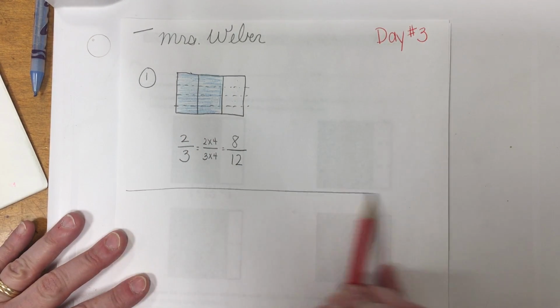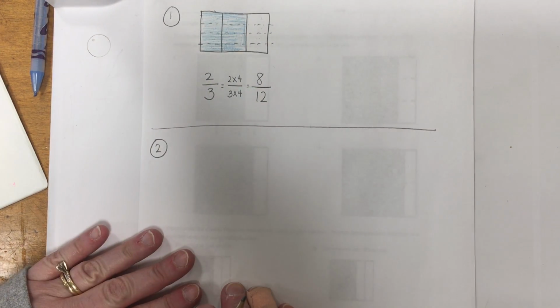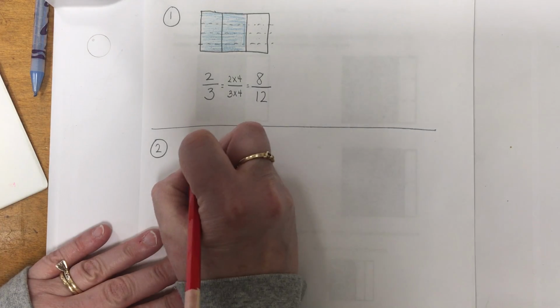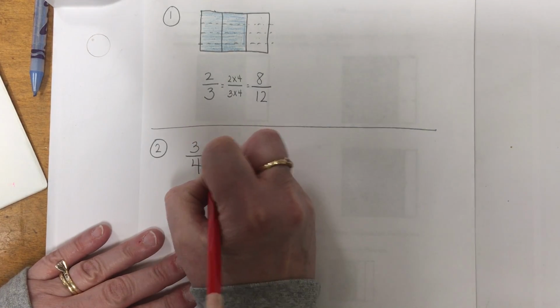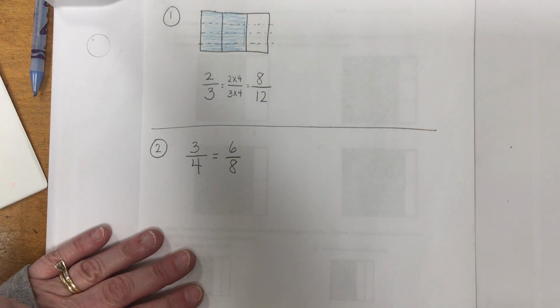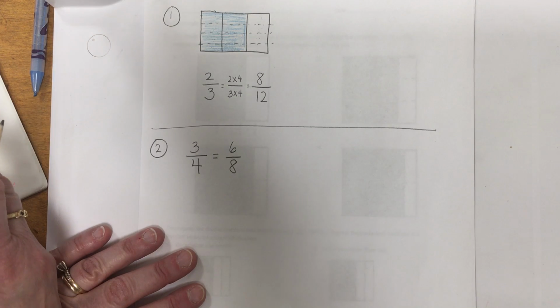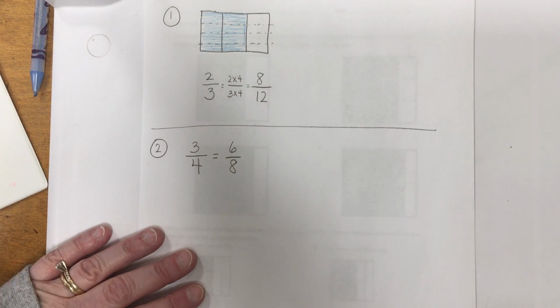All right, problem number 2. Let's write down the number sentence 3/4 is equal to 6/8. Now, if the whole is the same, is this statement true or false?